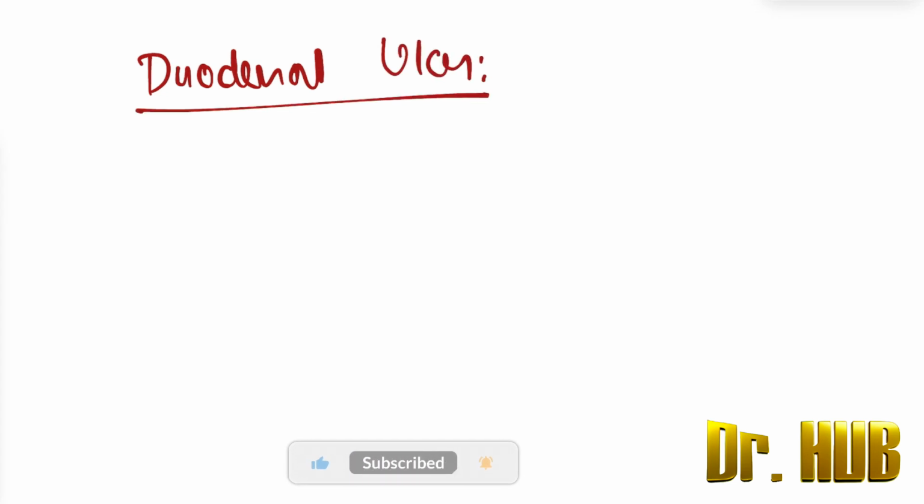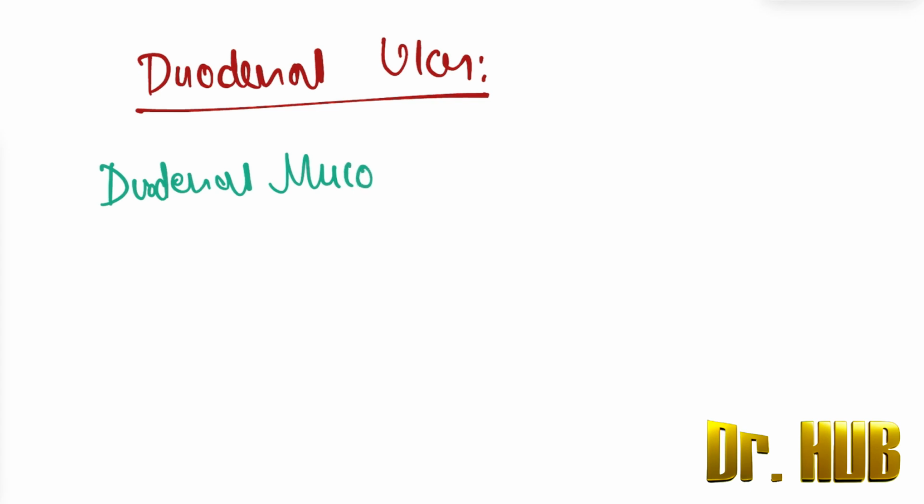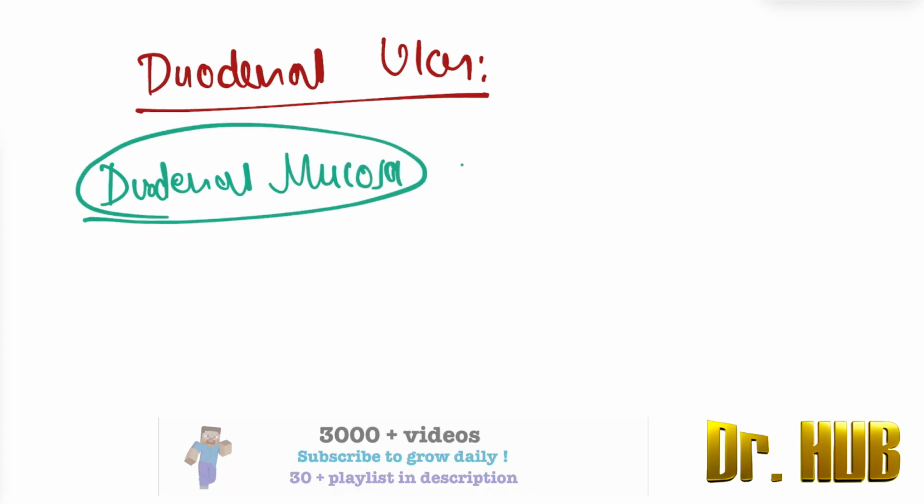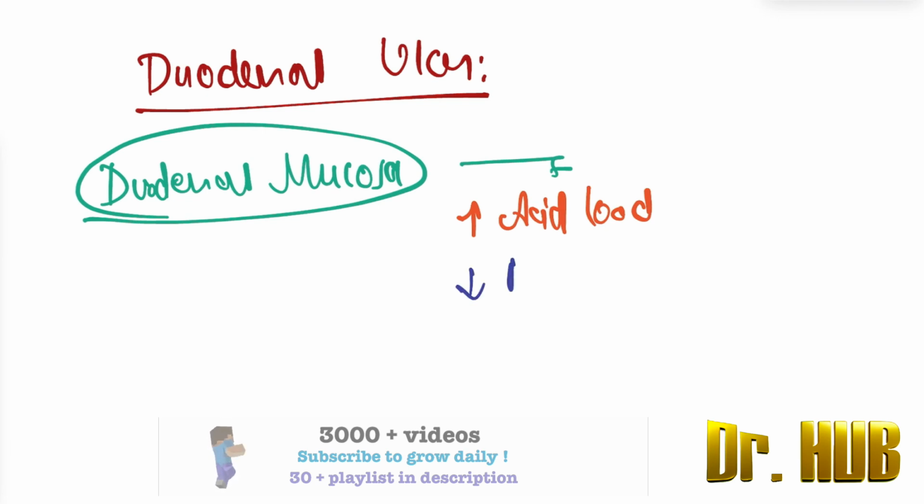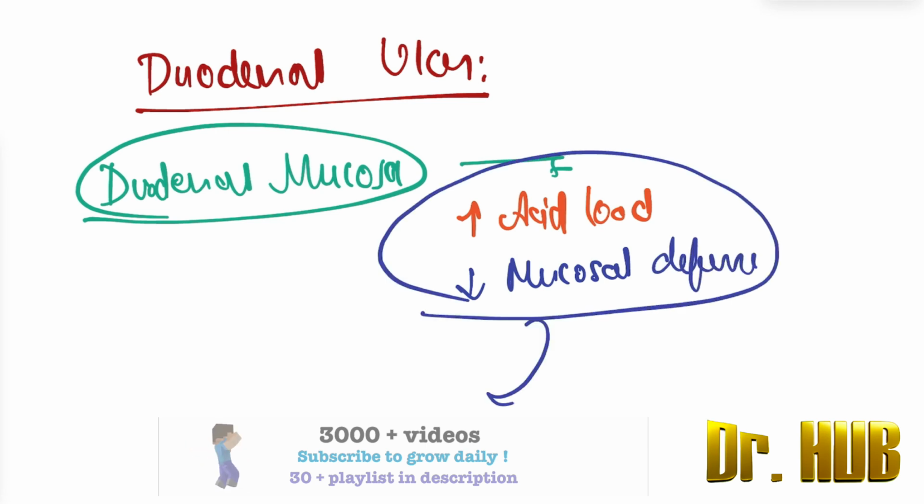So how does this occur? Let's look at the outline. There is the duodenal mucosa. What happens is there is an increase in the acid load, as well as a decrease in the mucosal defenses. This ultimately leads to an ulcer.